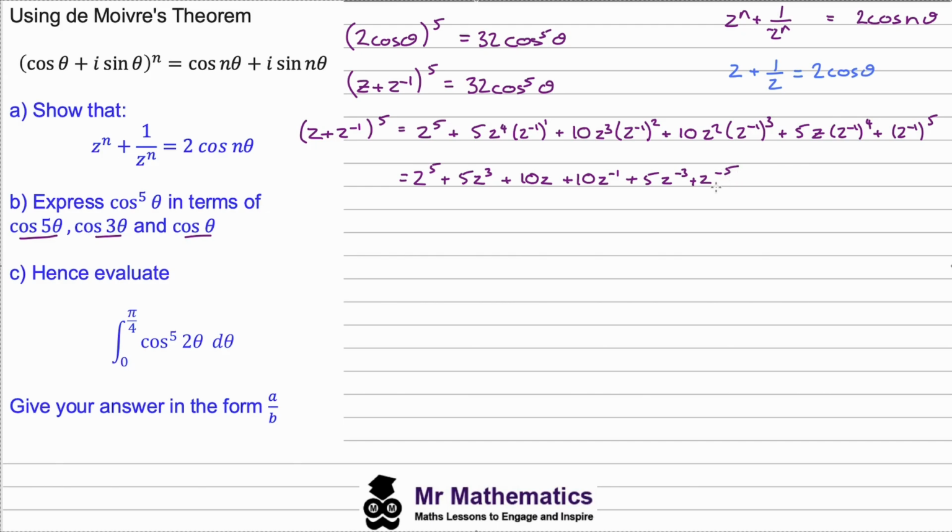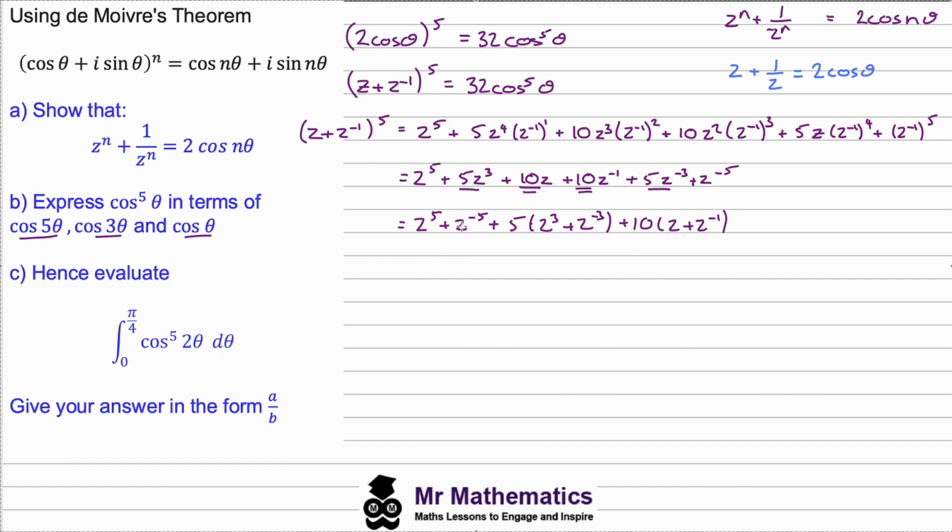We can tidy this up further. We'll have z to the 5 plus z to the negative 5, so grouping these two terms together. Then we can factor out the 5 for these terms. This will give us z cubed plus z to the negative 3. Then we'll factor out the 10 from these terms. And we'll have z plus z to the negative 1.